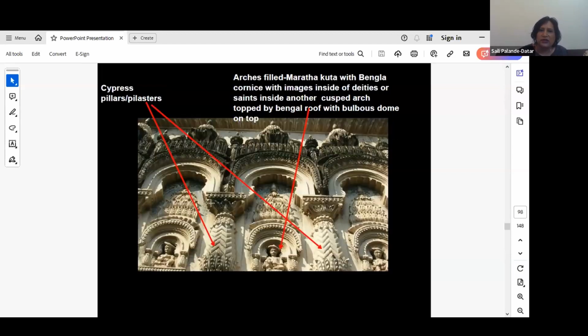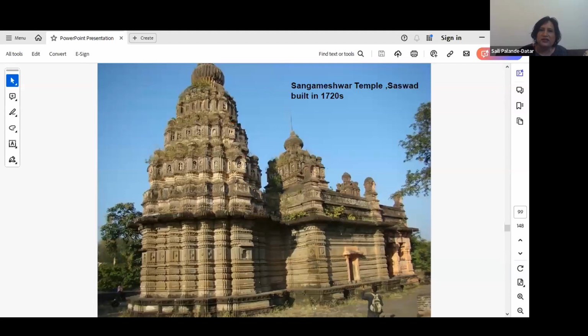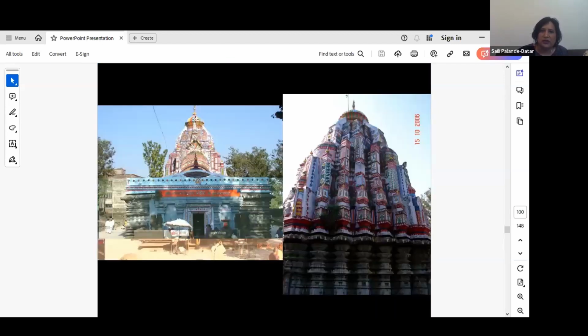And with this, they make temples which from far may look like a Yadava temple, but actually are Peshwa period temples, or 18th century temples, with these Maratha kutas, making layers of Maratha kutas, which symbolize different floors or stories, and which is topped by an onion shaped dome, a fluted onion shaped dome. Here are some other examples of the same kind of architecture.